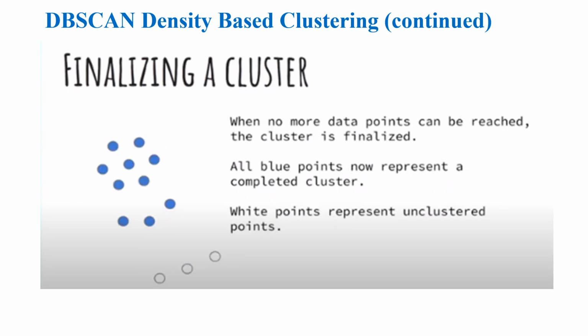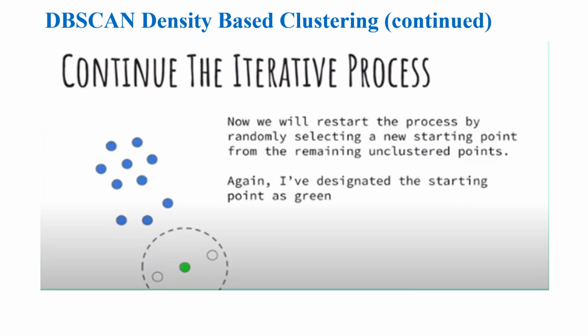Okay, next, finalizing a cluster. When no more data points can be reached, the cluster is finalized. So all blue points here now represent the completed cluster, and white points right here represent points that haven't been clustered yet. Okay, and then you continue the iterative process to form other clusters.